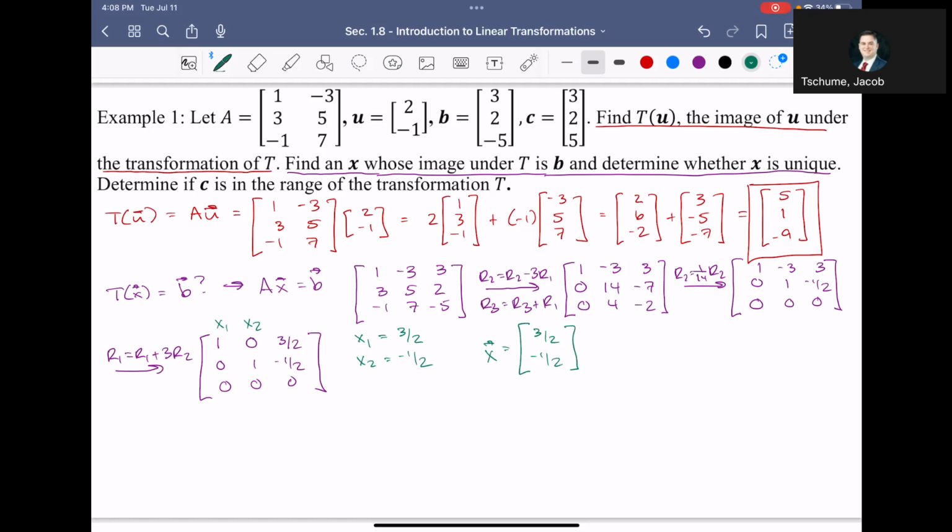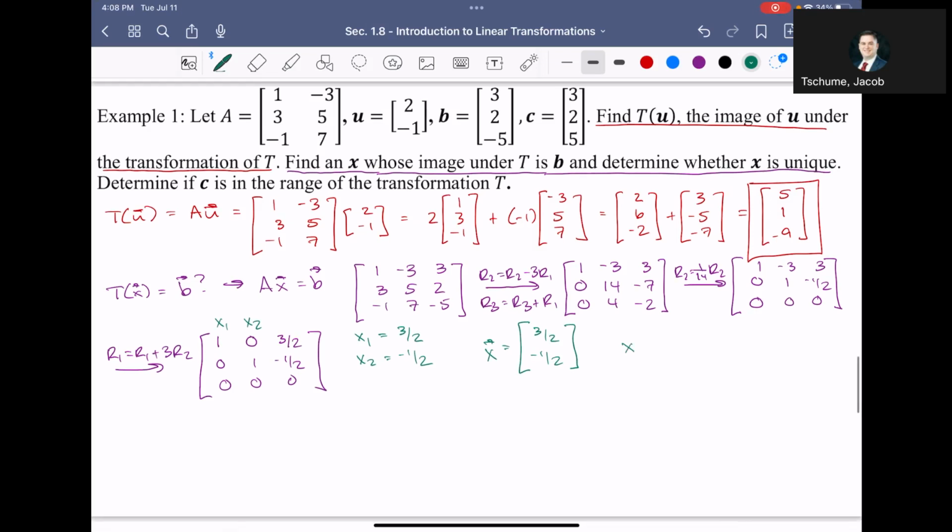And since that is the only answer and there are no free variables, that means that x is unique in that there's only one x, there's only one image x under T that equals B in this case.